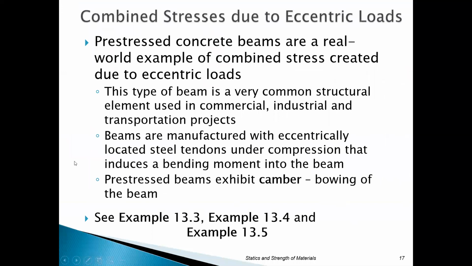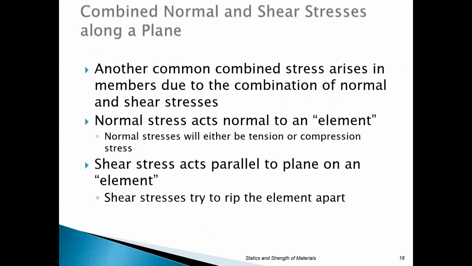Okay, so what we're going to take a look at today is dealing with what we call combined normal and shear stresses along a plane. So this can get really, really involved. In fact, there's quite a few pieces in the chapter leading up to this, but we're going to jump into something called Mohr's circle, which is just an easy way of solving this kind of process.